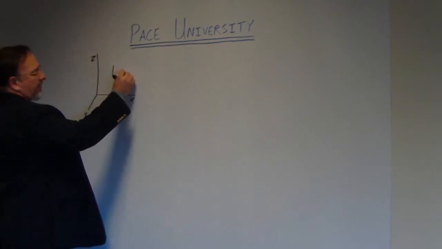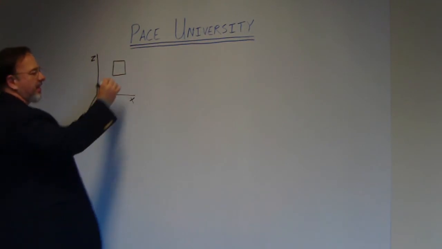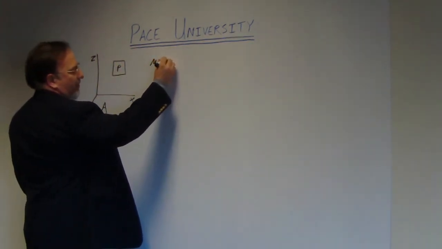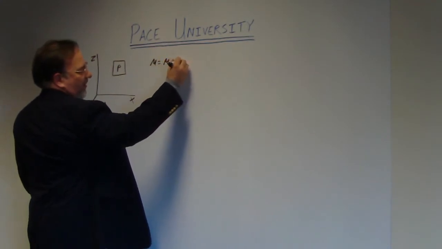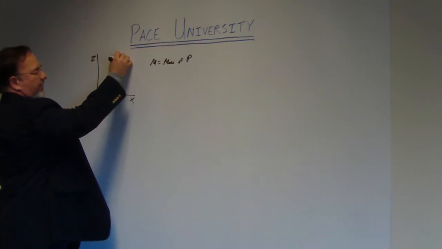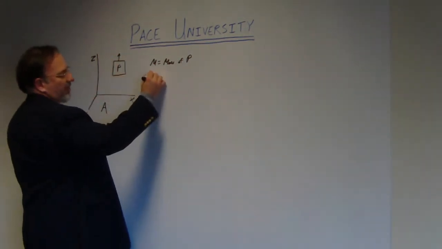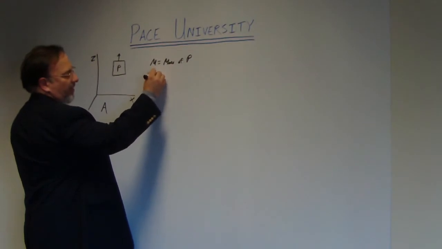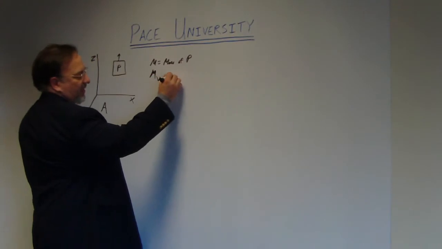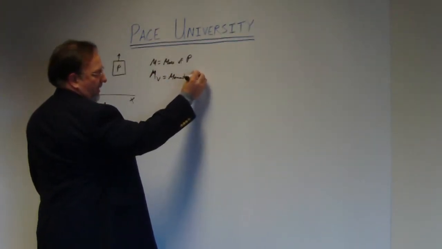Out here in space, let's define a body of mass. We'll call that body of mass P. Let m equal the mass of P. Now, we let P move in the positive z direction, like so. We know that the momentum of P equals its mass times velocity.